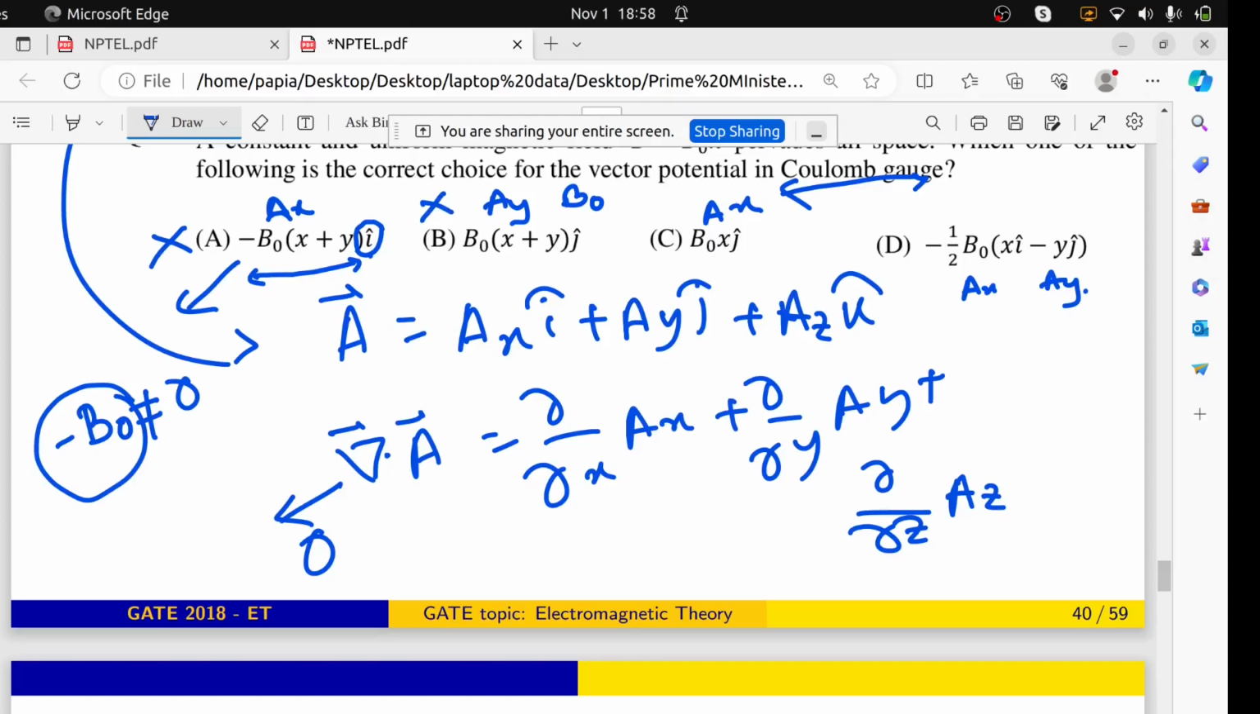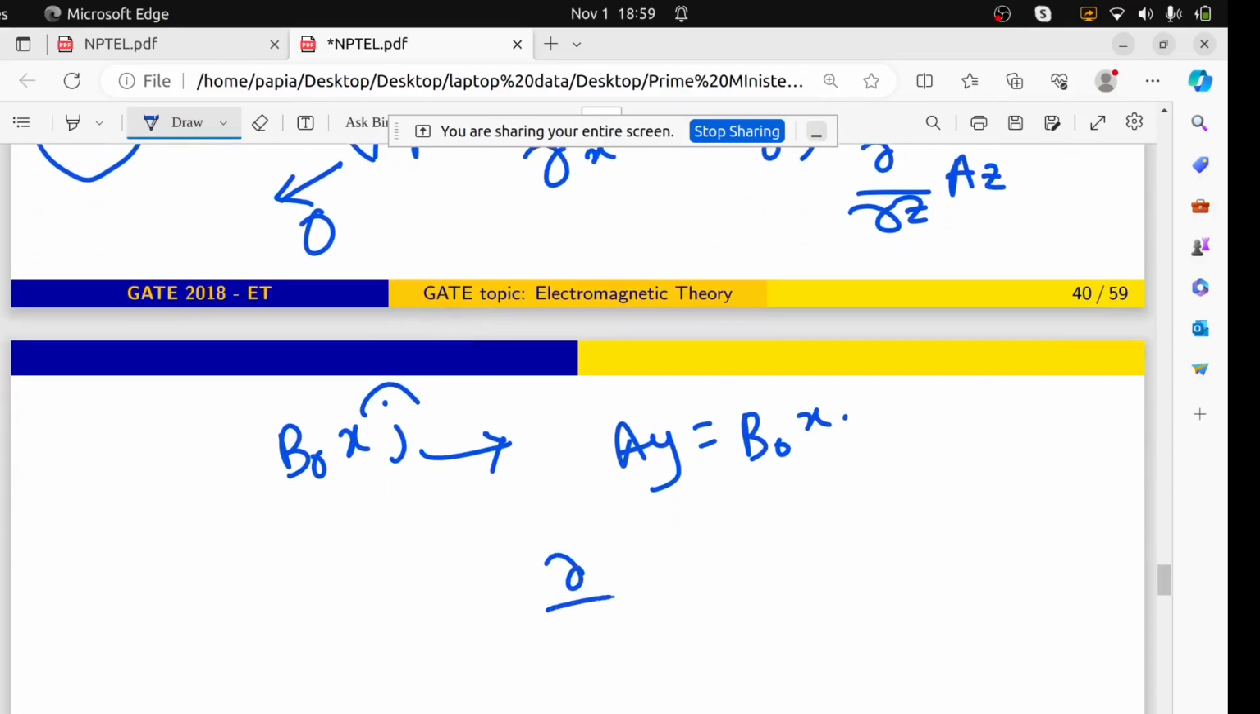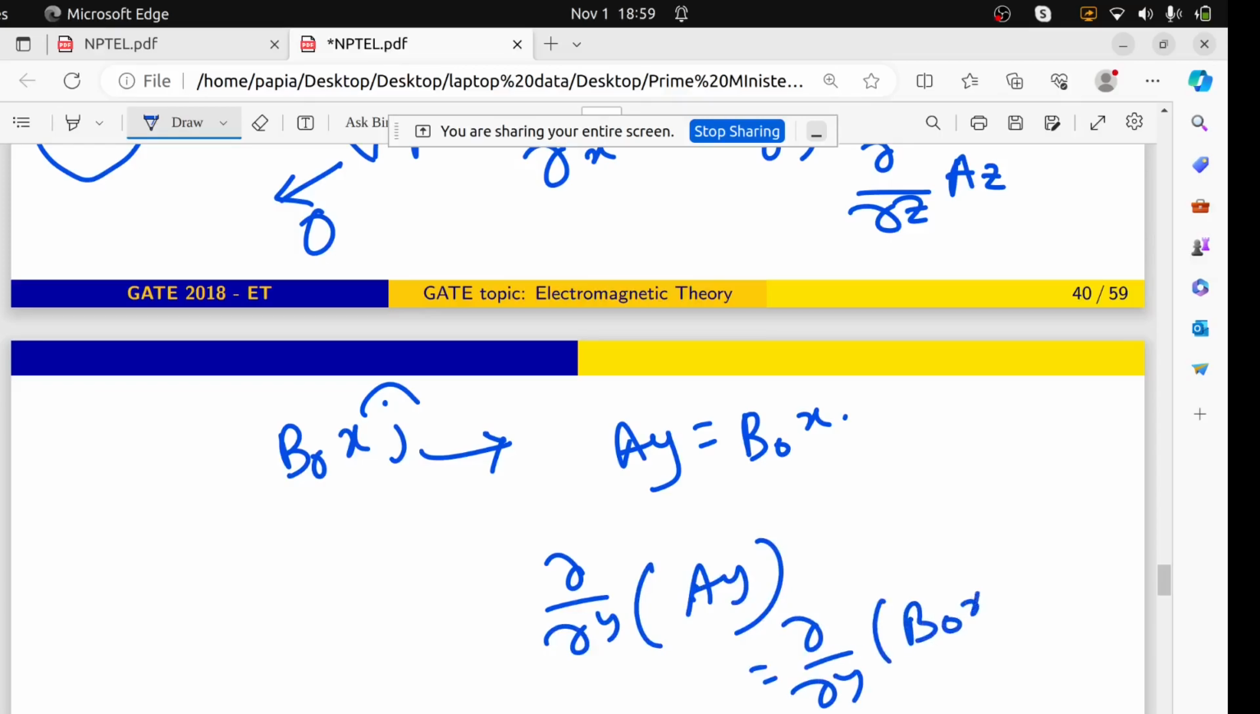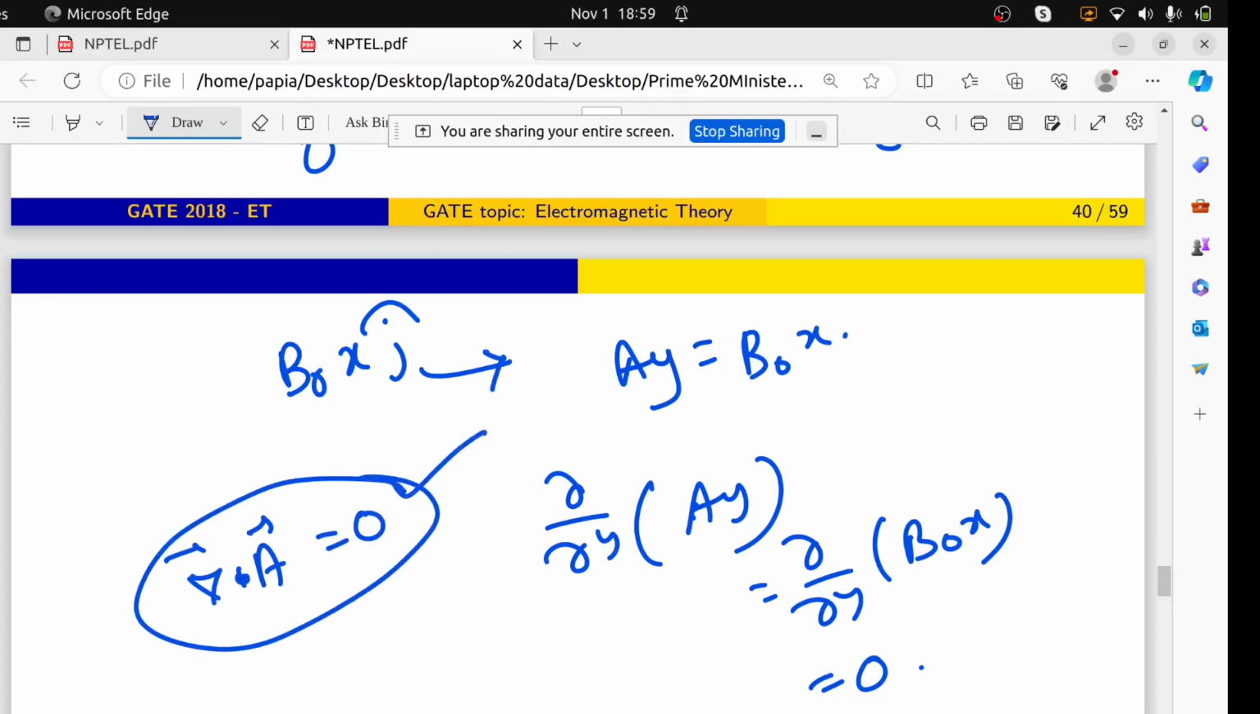Now come to C. B0 x j cap. As j cap is there, that means our Ay is b0x. Now what we need to calculate? Del y of Ay. So if I calculate del y of b0x, then what will be the value here? It will give 0, because there is no function of y and it is a partial derivative. So del y of b0x is 0. That means our divergence of A is 0. This condition is satisfying for b0x j cap as a vector.